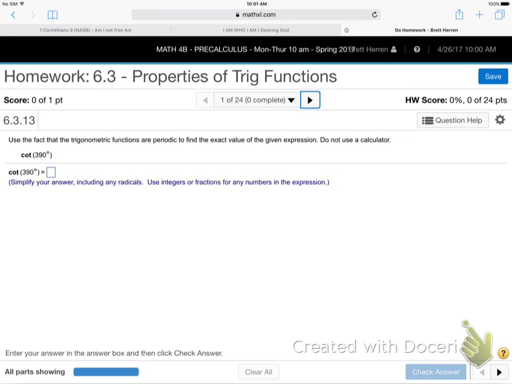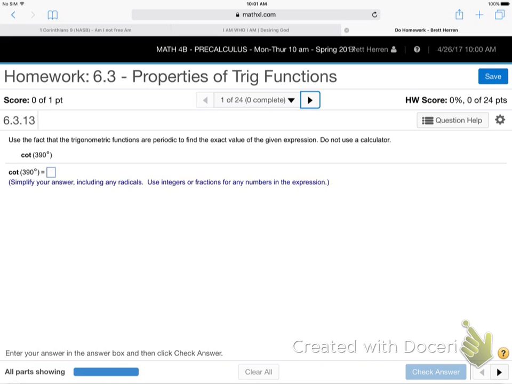We are in 6.3, doing trig. You finished up 6.2, I hope. Trigonometry going okay? So we're into the properties today, properties of trig functions. I think I wrote this up yesterday, did I? I can't remember.